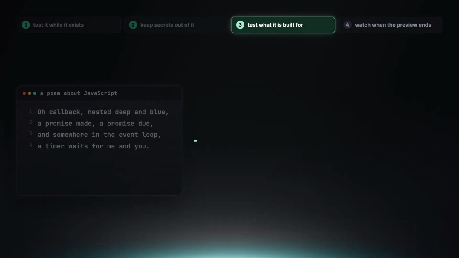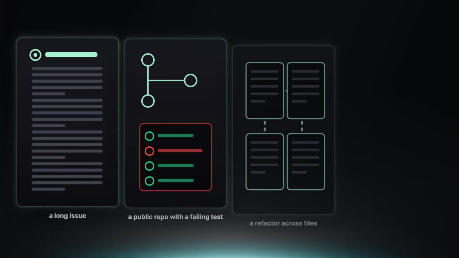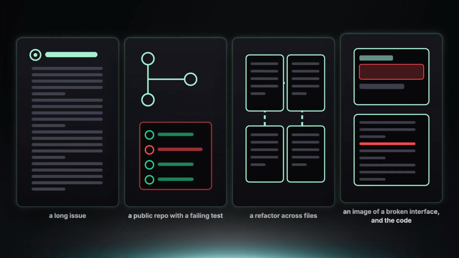Third, test the thing it is supposedly built for. Do not ask it to write a poem about JavaScript and decide whether it is good. Give it a coding task with context, a public repo with a failing test, a messy issue, or a refactor across files. Make the million token window matter.